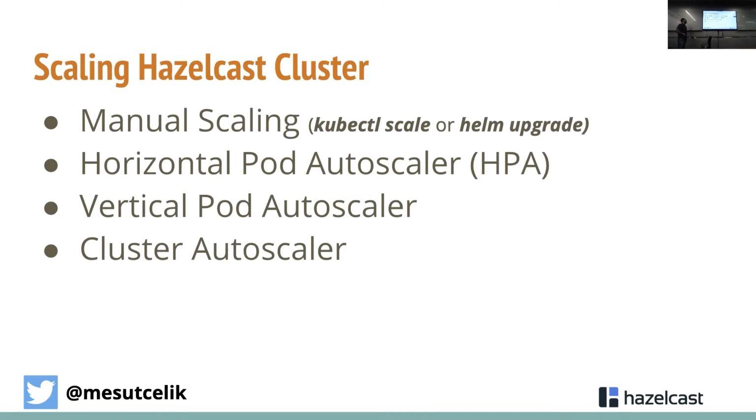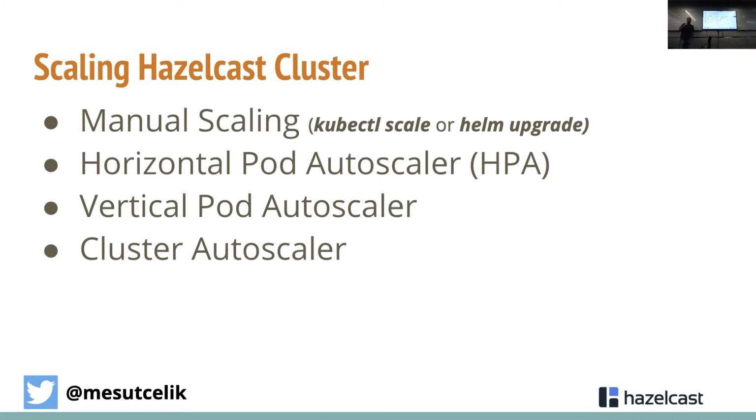So with manual scaling, you just use kubectl scale or Helm upgrade by changing the member counts, and then Hazelcast will add some new pods to the cluster, and then it will start sharing the data partitions. So you will increase your number of members inside the cluster with a manual operation. So that's one option you can use.